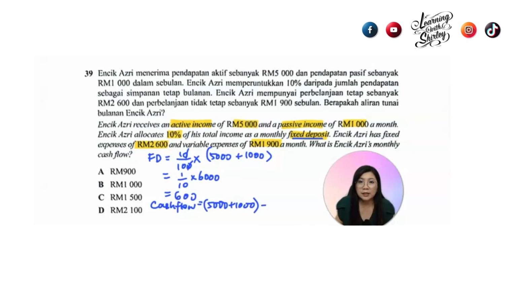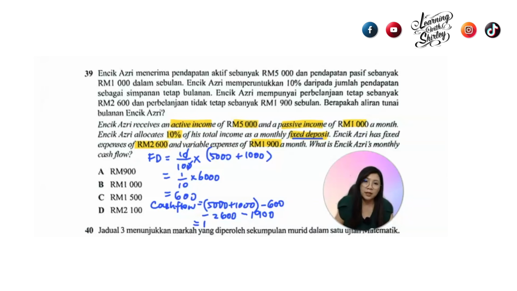Then you minus the FD. FD is 600. We minus off the FD because he wants to put it inside the bank for a fixed number of months or maybe years. So minus 600, and then minus the expenses. Fixed expenses is 2,600, then minus variable expenses 1,900. Let's calculate: 5,000 plus 1,000, then minus 600, minus 2,600, then minus 1,900. We get 900. So the answer is 900. Let's look at A, B, C, D. The answer is A.